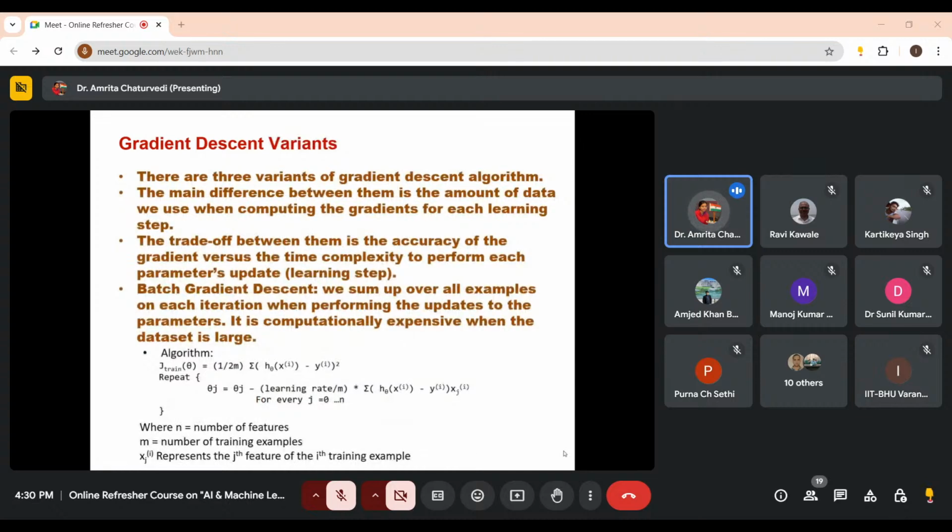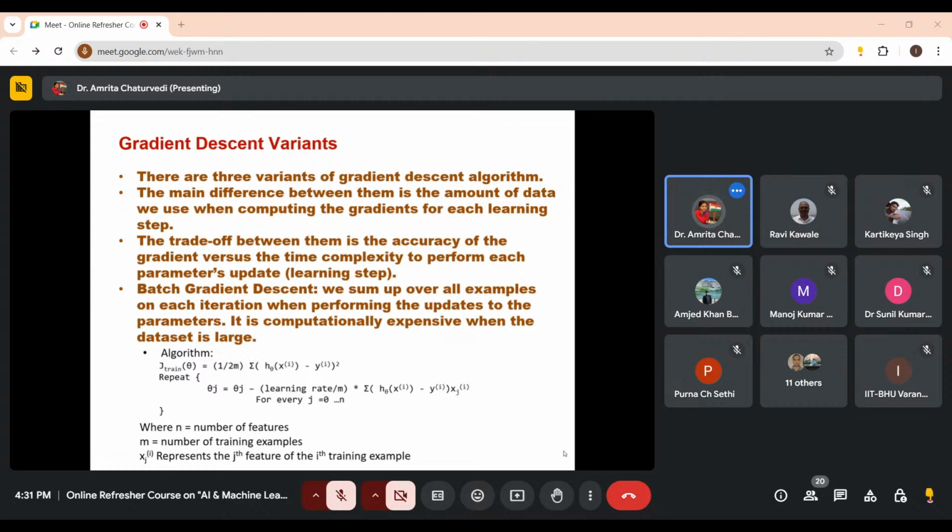Now there are multiple variants of gradient descent. There are three most commonly used variants. One is batch gradient descent, another is mini batch gradient descent, and the third one is stochastic gradient descent. The main difference between them is the amount of data that you use while computing the gradients for each learning step. The trade-off between them is the accuracy of the gradient versus the time complexity to perform each parameter update. Naturally, batch gradient descent is the slowest.